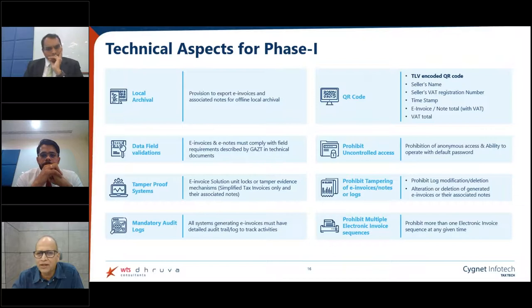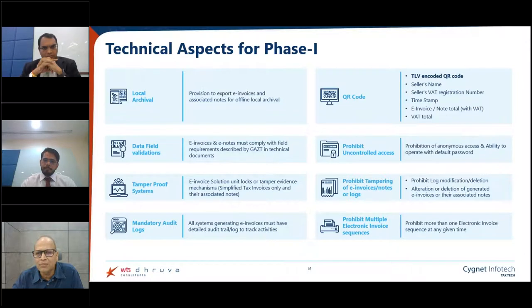For the people who are already ready in terms of being able to generate the QR code, a very important technical aspect needs to be thought through. The generated QR code should not be readable in a normal format. They have given a very specific requirement that it has to be readable in a TLV format. In a lot of clients that we have discussed with, people have missed out on it. So go through the specifications in detail, and you will get clarity on how the QR code has to be generated. That is important for people to know.